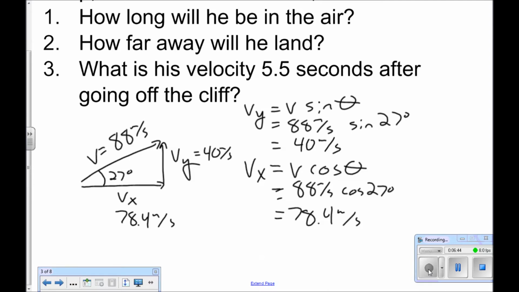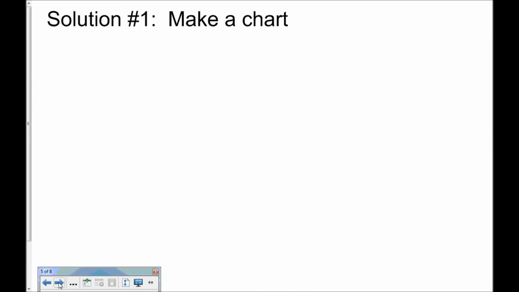All right, so I'm going to solve this twice. I'm going to solve it once using a chart, and then I'm going to solve it after that using equations. Okay, so here we go. So first solution is to make a chart. So time, I don't know how much time I'm going to need yet, so I'm just going to go up to 4, and if we need more seconds, then we will.